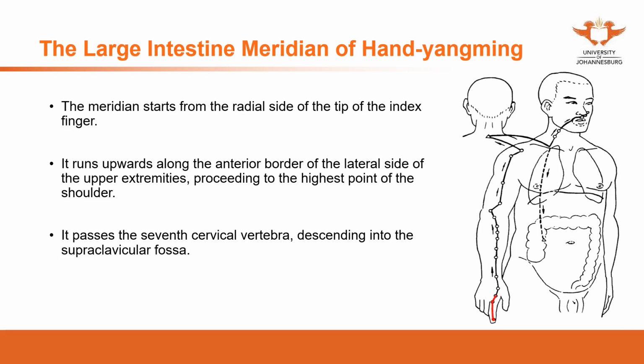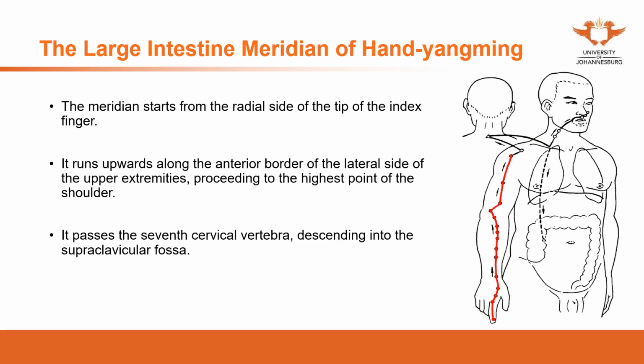And then the next meridian is the large intestine meridian of hand Yangming. From the name, you will see that the large intestine meridian travels towards the hand, and also it's a Yangming meridian, which means this meridian has the most yang. So this meridian has most of the yang among the hand yang meridians.